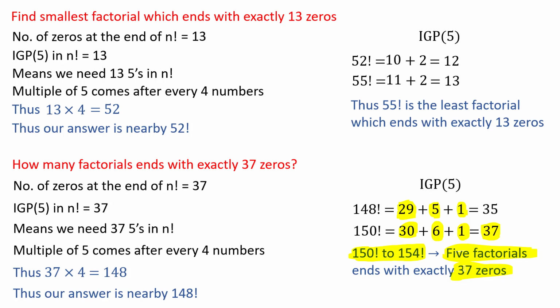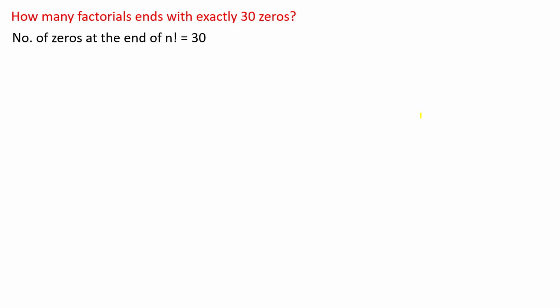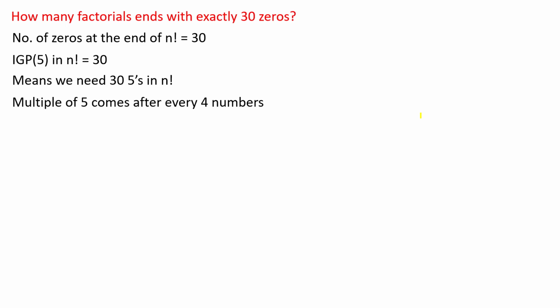Now let's do one more question. The next question is: find how many factorials end with exactly 30 zeros. Over here, the number of zeros at the end of n factorial needs to be 30, which means the IGP of 5 in n factorial has to be 30. We need 30 fives. We know a multiple of 5 comes after every 4 numbers, so we multiply 30 by 4, which is 120. It doesn't mean our answer is 120 factorial. Our answer is nearby 120 factorial.